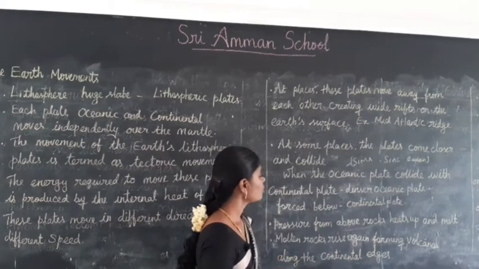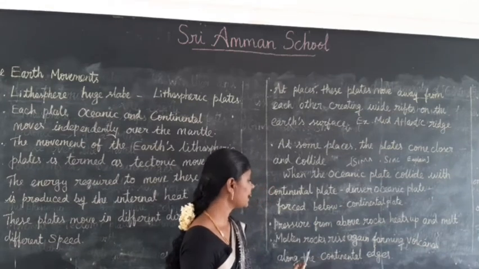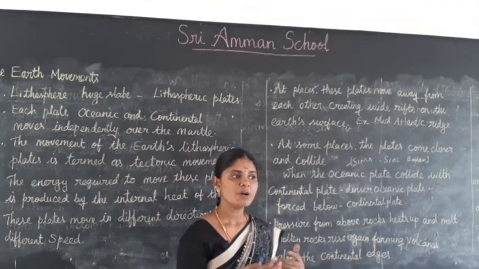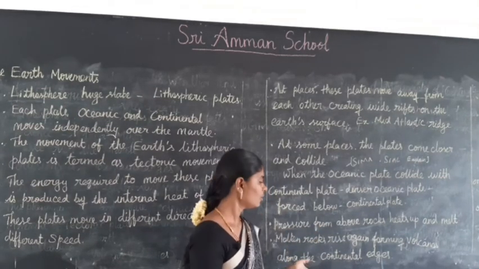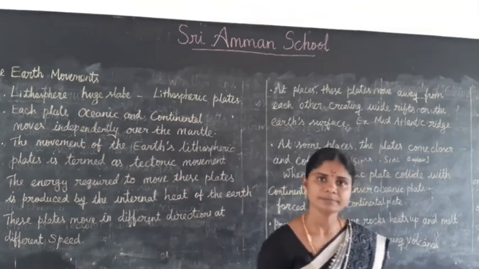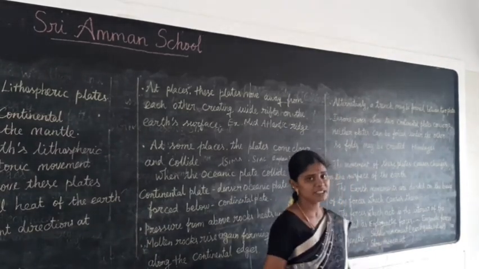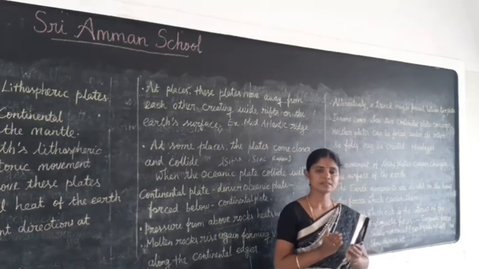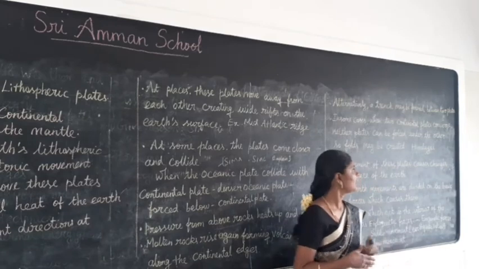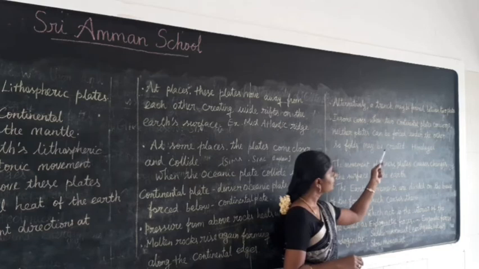Okay, the molten rocks rise again and form the volcanic mountains along the continental edges. In some places, alternatively, a trench may be formed between these two plates. So these two plates moving in different directions create a trench along the plates.